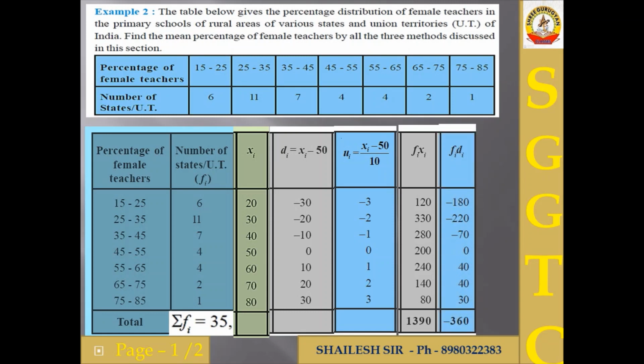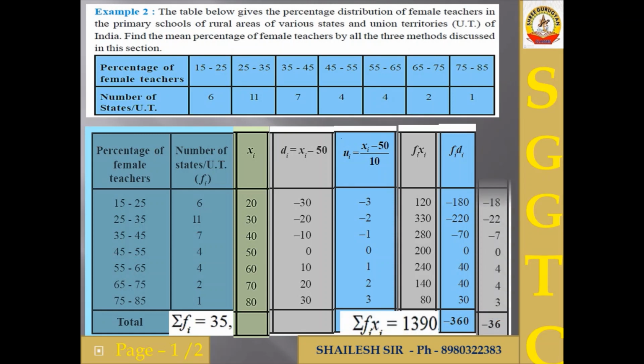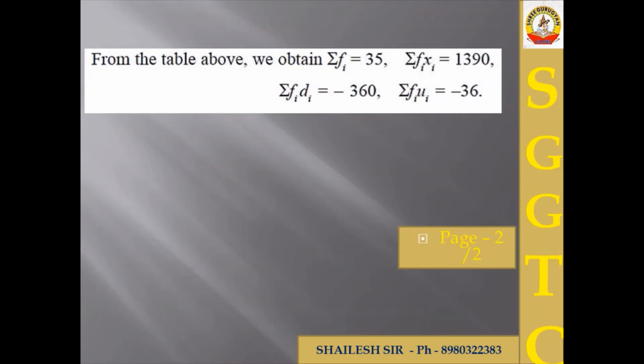Second column, fi di, means the product of fi and di: 6 into minus 30 becomes minus 180, 11 into minus 20 becomes minus 220, 7 into minus 10 becomes minus 70, 4 into 0 is 0, like that calculate all, 1 into 30. And finally, apply the additions: sigma fi Xi and sigma fi di. And the last, fi into ui, because here three methods are explained. In the exam, if you do three methods, then apply fi Xi, fi di and fi ui. Now I operate the formulas, first for the table. Sigma fi ready, sigma fi Xi ready, sigma fi di ready, and sigma fi ui ready.